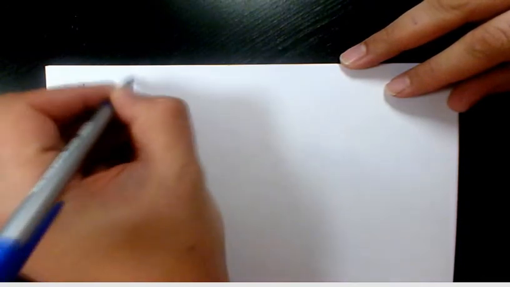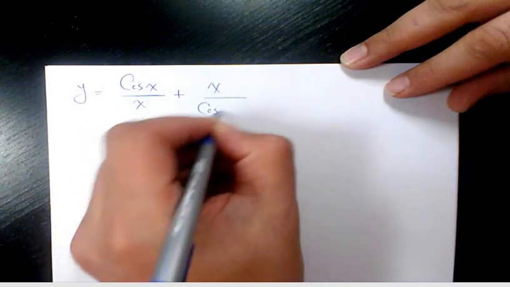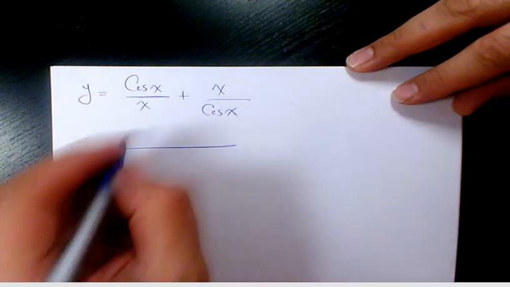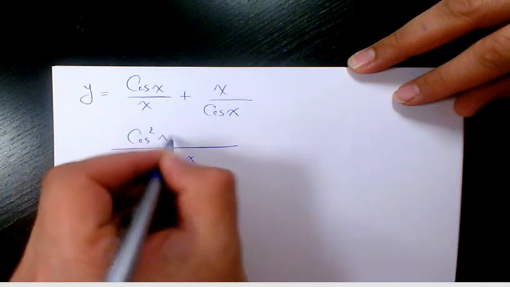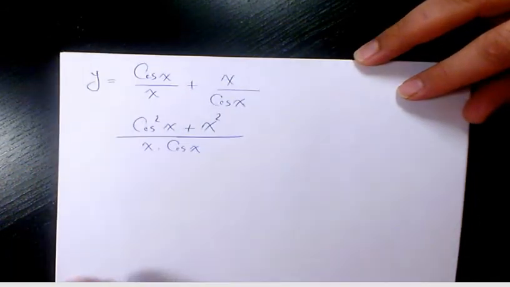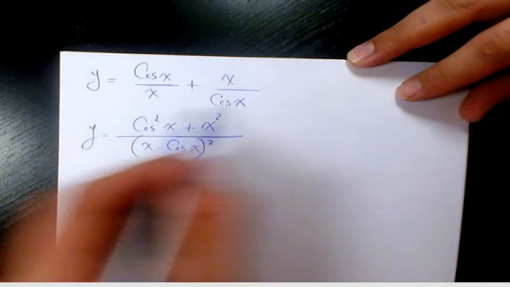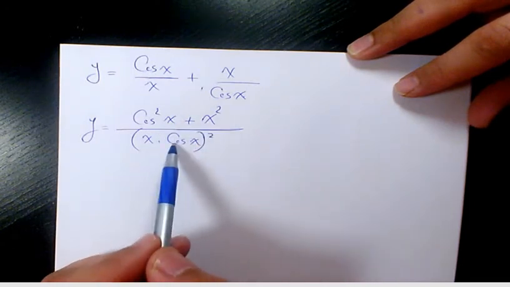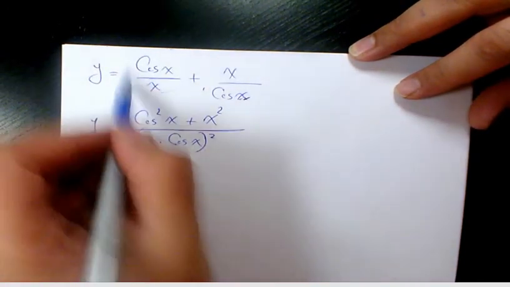Next one is y equals cosine x over x plus x over cosine x. So what we can do is have a common denominator. It's going to be cosine squared x plus x squared. That doesn't really do much for us. So let's keep it simpler, because it's going to get more complicated if you use the common denominator. So let's stick to the original function and find the derivative.